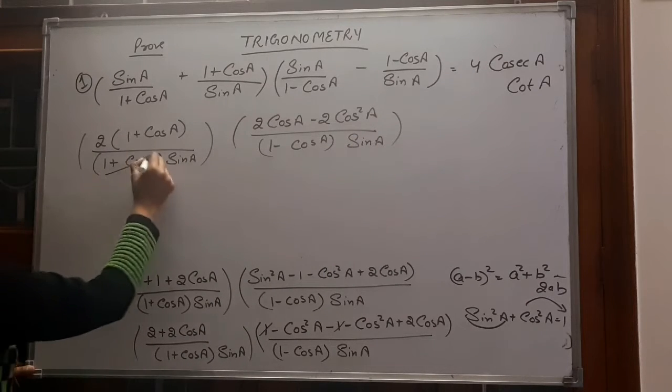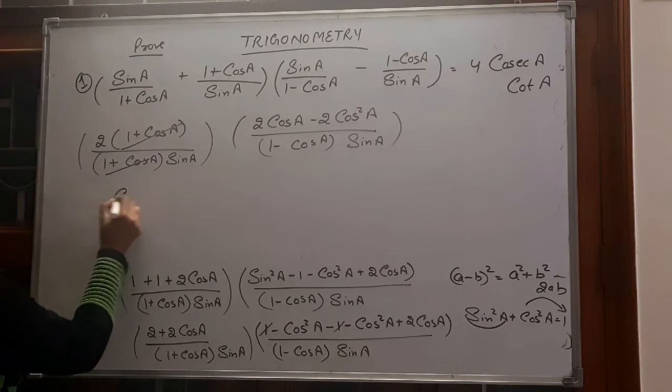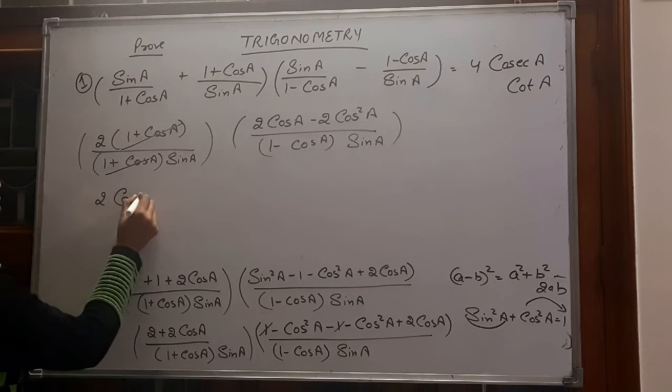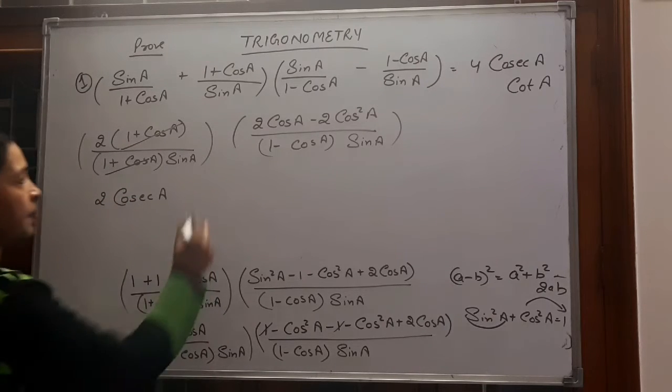Next step, 1 plus cos A, 1 plus cos A, both terms get cancelled. What do we get? 2 upon sin A. And what is 1 upon sin? Cosec A. We have 2 cosec A. Cosec is the reciprocal of sin.